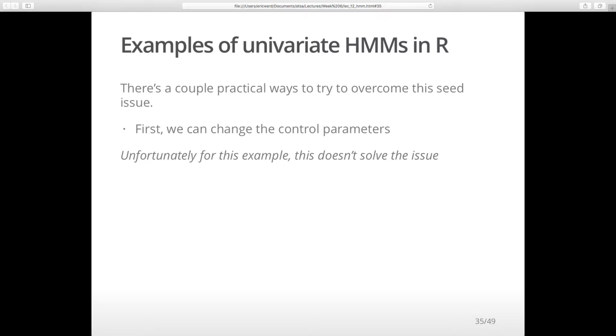So the first obvious step is to change the control parameters. We talked about this briefly when we used the Mars package and set the control criteria for identifying convergence in the EM algorithm. We can do the same thing with the Detmix package, and unfortunately for this particular application, we can crank up our number of maximum iterations or decrease our tolerance significantly, but it won't actually change the outcome. We still get a wide range of solutions.